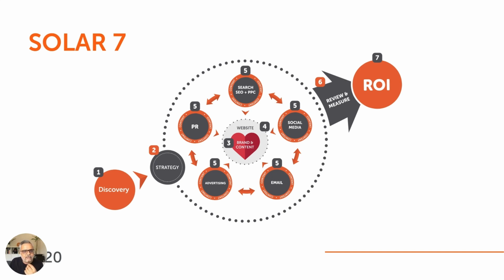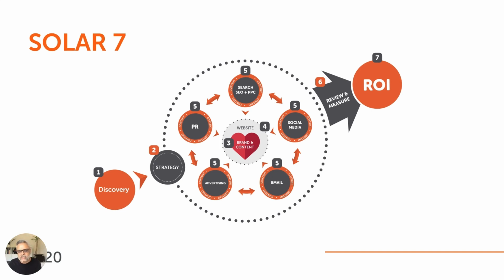And then stage 5 are what we call the planets. And these are all the different ways that orbit your website, that drive traffic to your website. So that can be being found on Google through search engine optimization or pay-per-click, through social media, through email marketing, through advertising, or through PR. And the orange ring around each one also says content. Just as content is at the heart of the model, content is key to each of the channels.